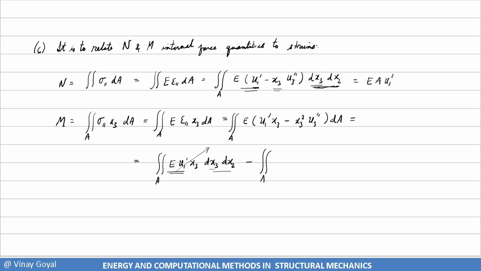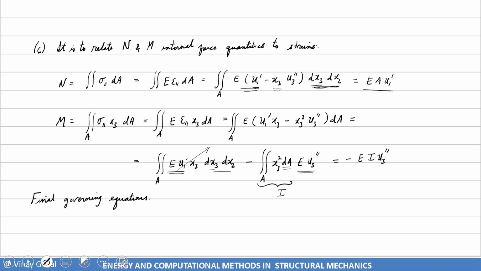minus double integral over the area, and notice how this x3 squared dA times E u3 double prime. Because this does not depend on the cross-sectional area, I'm able to take it out. But this is the moment of inertia, I. And this should be x3, sorry about that. So in effect, I get minus EI u3 double prime, which you have seen back in school. You've seen this before. So therefore, the final governing equations that I get, sorry about this, are the following. I have to substitute what N is into this equation.